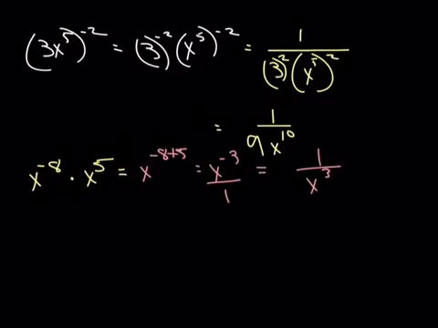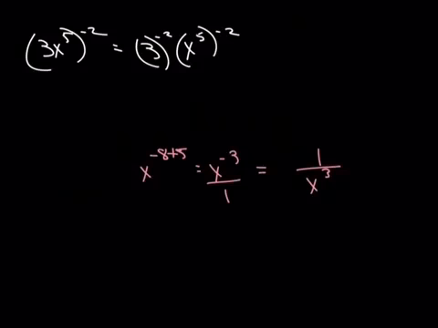Okay, let's do one more. Let's do number 10 here, and then we'll go on to some new stuff. Number 10 is a cubed squared, a to the negative 4, all over a to the negative 4 cubed.